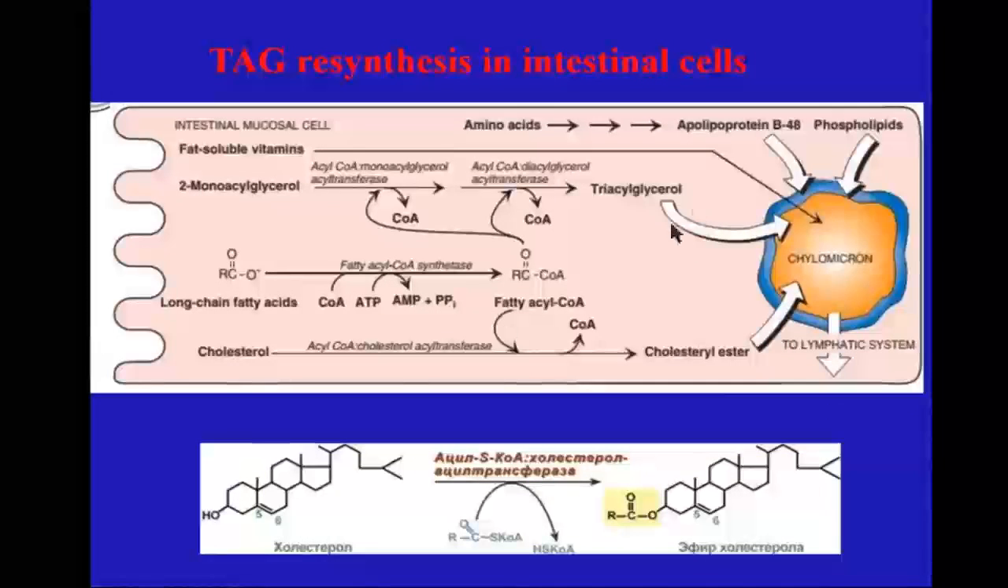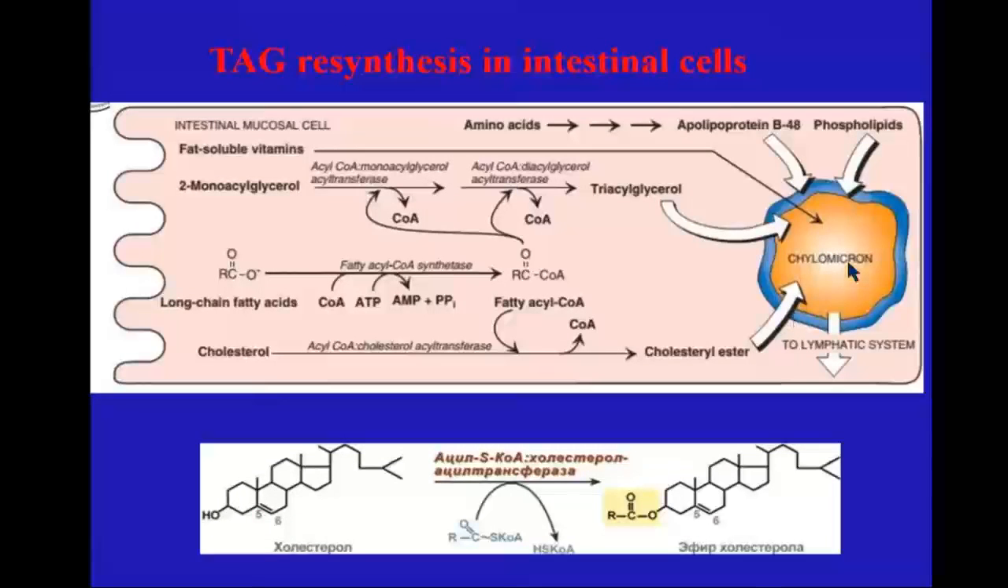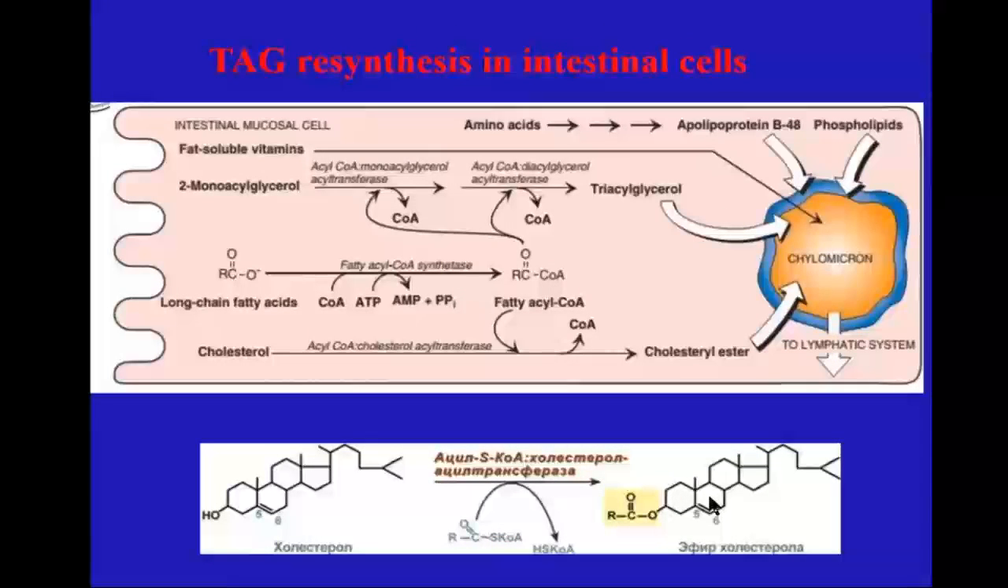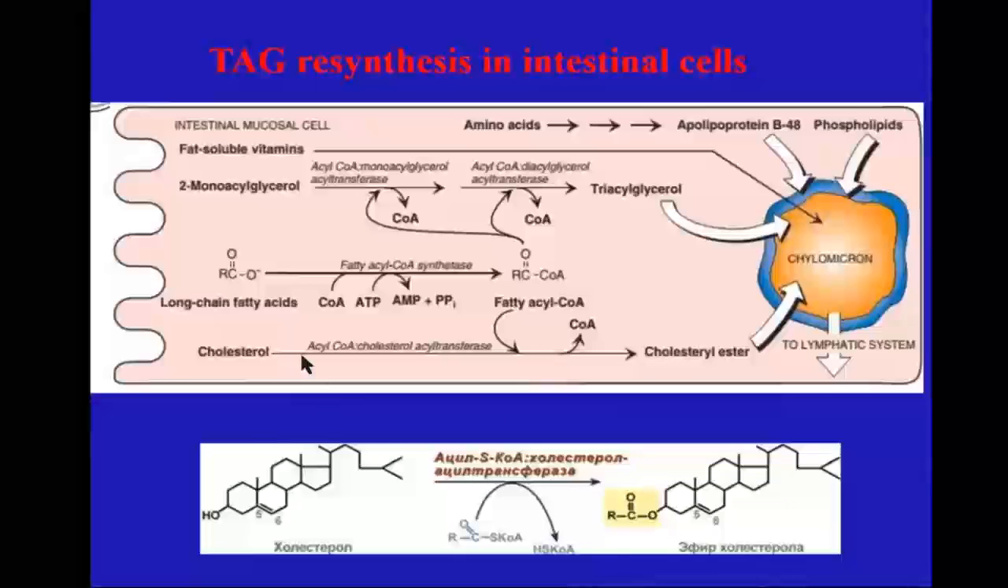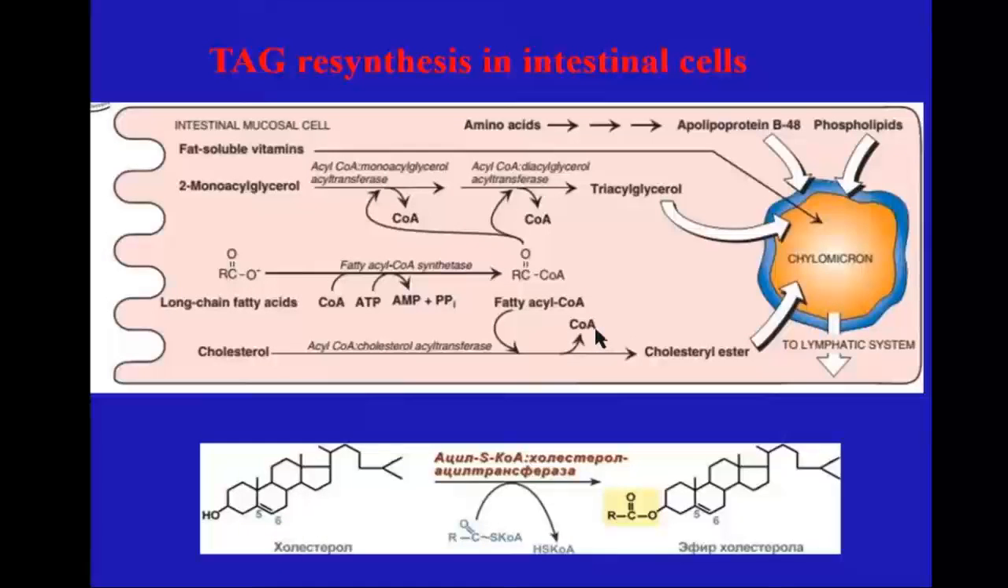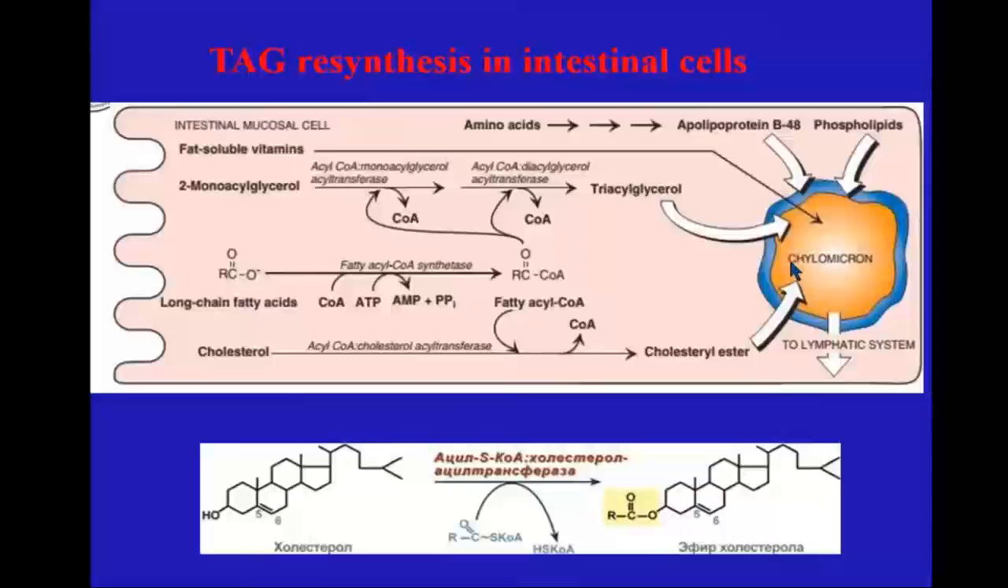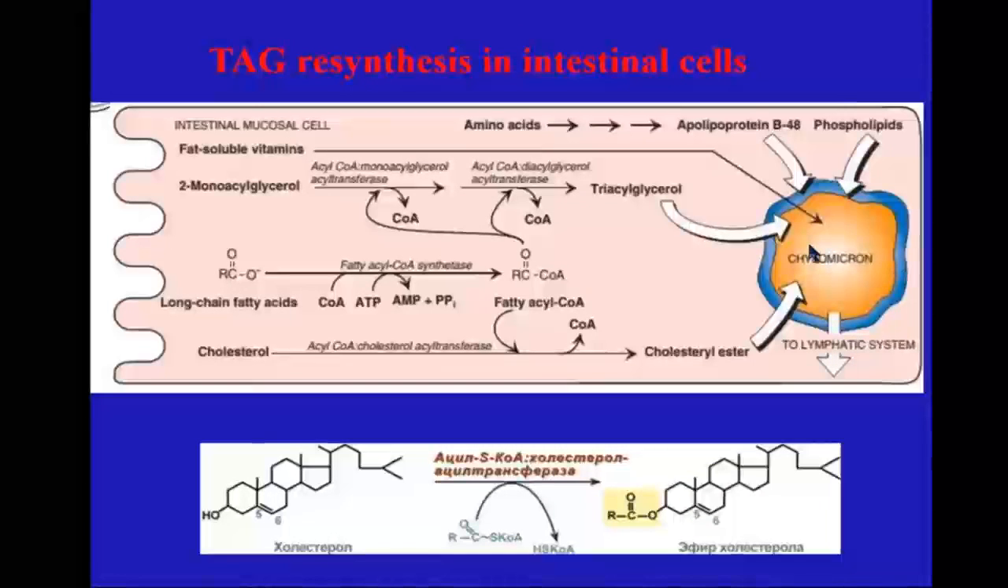These resynthesized triacylglycerols go for the formation of particles named chylomicrons, and then they will go to the lymphatic system. Likewise cholesterol will be re-esterified with the help of active acyl coenzyme A and the enzyme named acyl coenzyme A cholesterol acyltransferase. Fatty acid will be attached to the cholesterol, and in the form of cholesterol ester these substances will also go to the formation of chylomicrons. Fat-soluble vitamins, which also require the presence of bile and emulsification together with fats, come into the structure of the primary chylomicrons, and this particle will be formed.